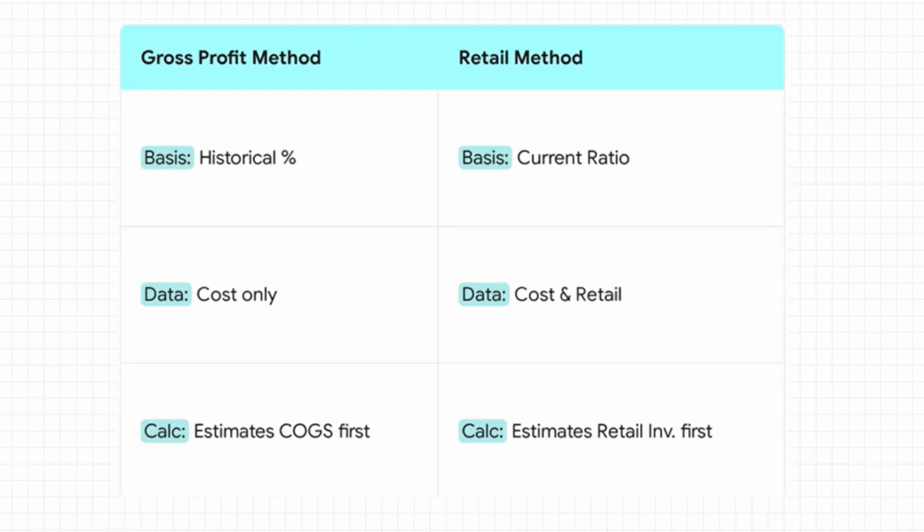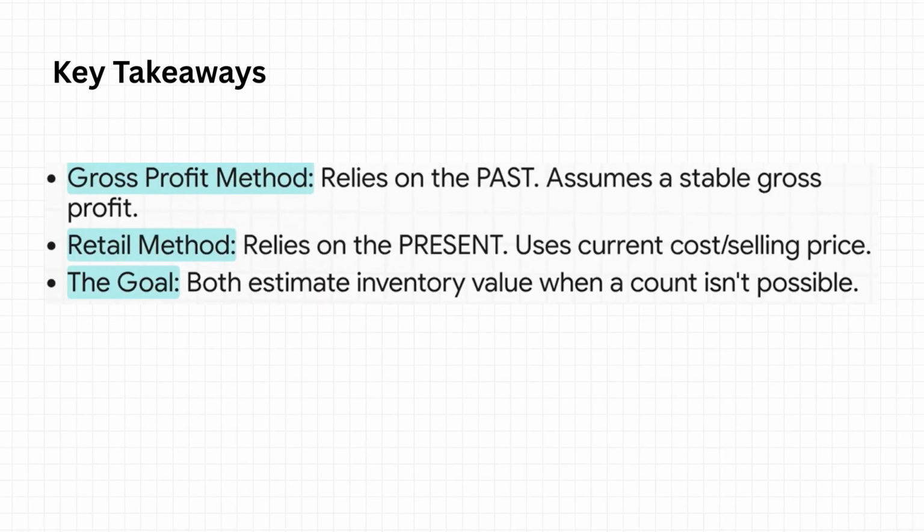So what is the absolute bottom line? If you're cramming right now and you can only remember one thing from this whole lesson, please make it this. It's really this simple. Gross profit method equals past. It needs history. Retail method equals present. It uses current numbers. That's the key distinction. But don't forget, even though they're different, they're both trying to do the exact same thing: give you a solid, reliable estimate of your inventory when you just can't count it.